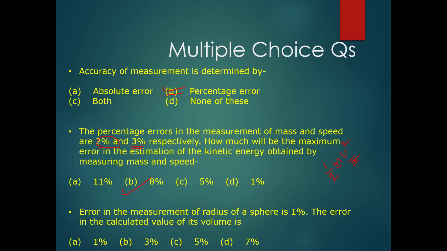Okay, next, the third question. Error in the measurement of radius of a sphere is 1%. The error in the calculated value of its volume is option A 1%, option B 3%, option C 5%, option D 7%. So basically here the radius is given, and the volume, as you know, the volume of a sphere is given by 4/3 pi r cube. If the radius is r, the volume will be 4/3 pi r cube.